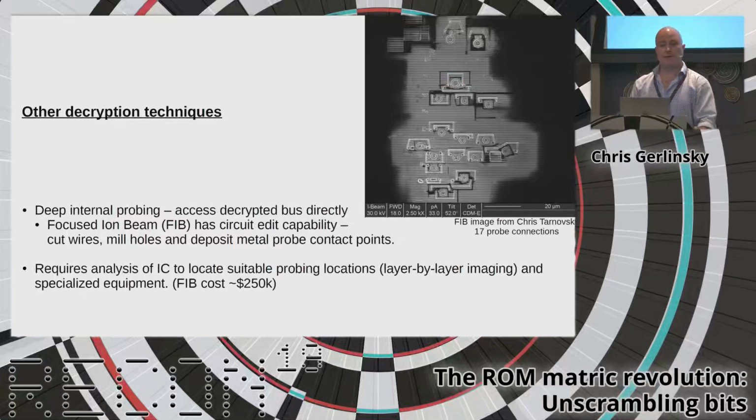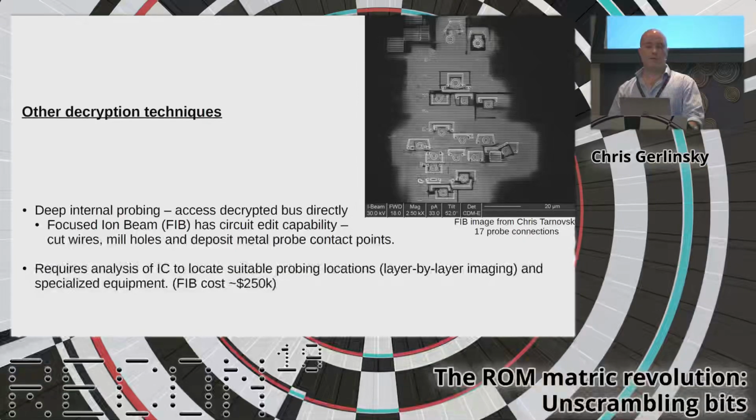Another decryption technique is probing directly, having the hardware do the decryption for you. If you can follow the circuitry within the chip past the decryption block, and you can find locations to connect with needles, then you can physically probe and read out the decrypted data. This picture here is a focused ion beam image from Chris Tarnovsky. He's put 17 connections down. Each of those little circles, you can put a microprobing needle on, and those connect down to internal layers within the chip.